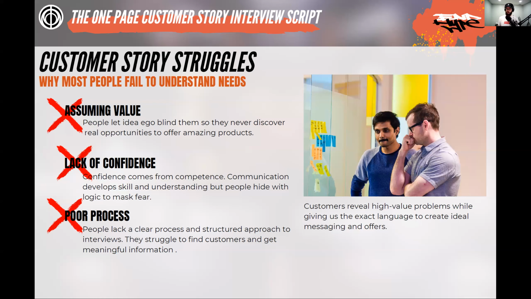People let their ego blind them, so they never discover the real opportunities to make amazing products. They lack confidence. The confidence comes from competence. Communication develops skill and understanding, but people hide with logic to mask fear. They say this product is amazing. Other people are selling inferior versions of this product. I don't need to go talk to people. If that's your opinion, you probably are not very good at talking to people.